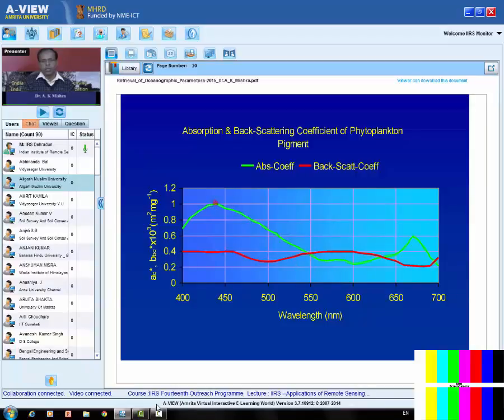shows you the absorption coefficient of the phytoplankton, and the red line shows you the scattering coefficient of phytoplankton. So you can see the absorption coefficient is prominent in the blue end, that is 440 nanometer, and another absorption peak is there here. So if phytoplankton is more in the water, the sunlight will be absorbed in the blue part of the spectrum comparatively. So the blueness of the water will decrease and it will turn into green.